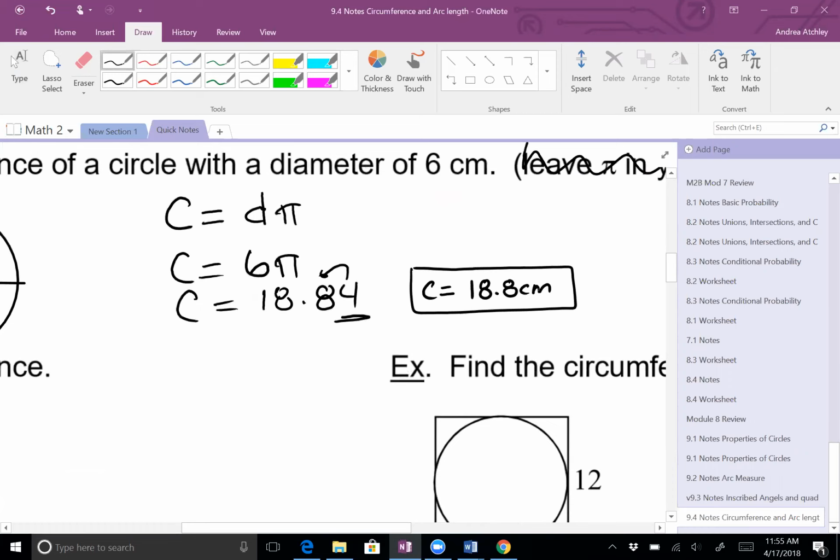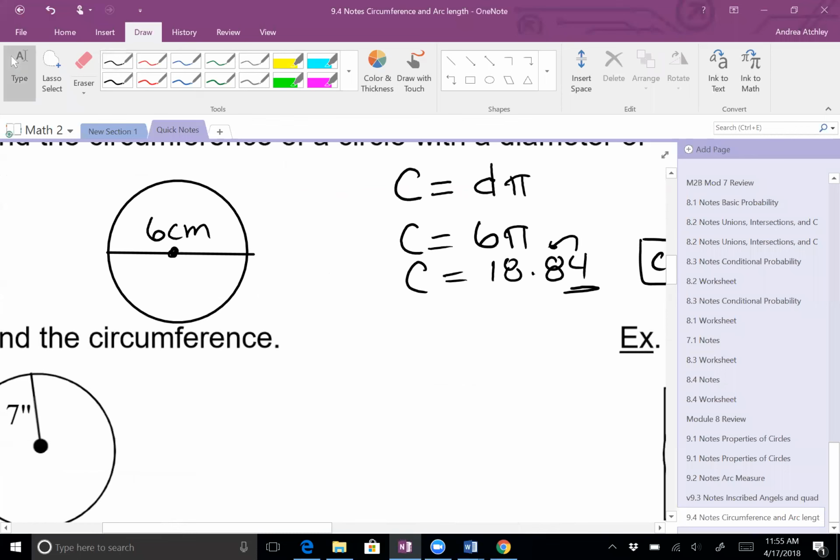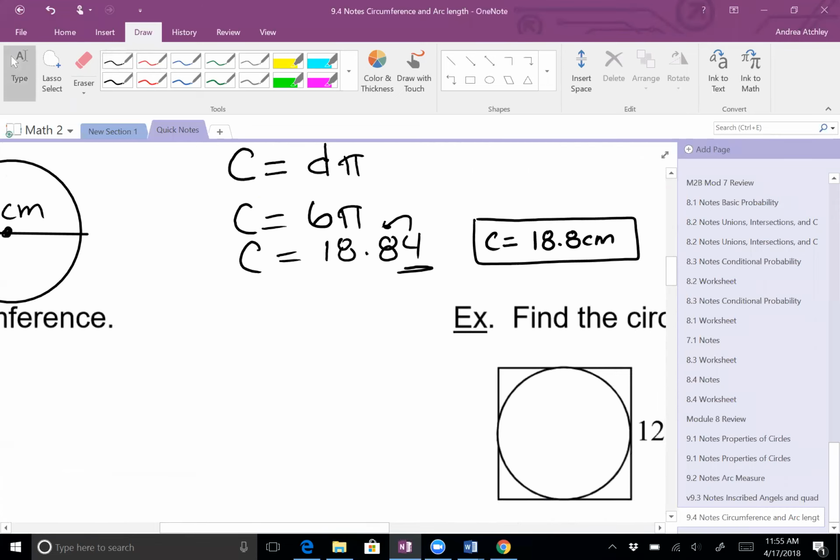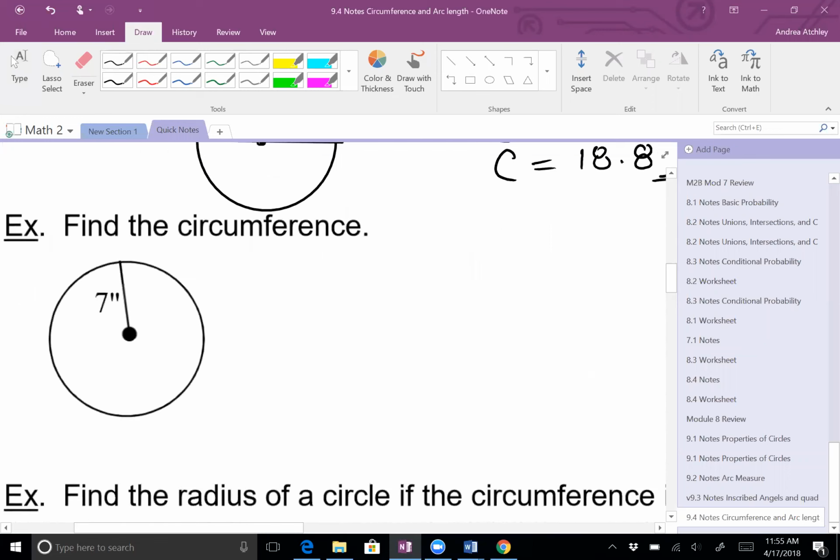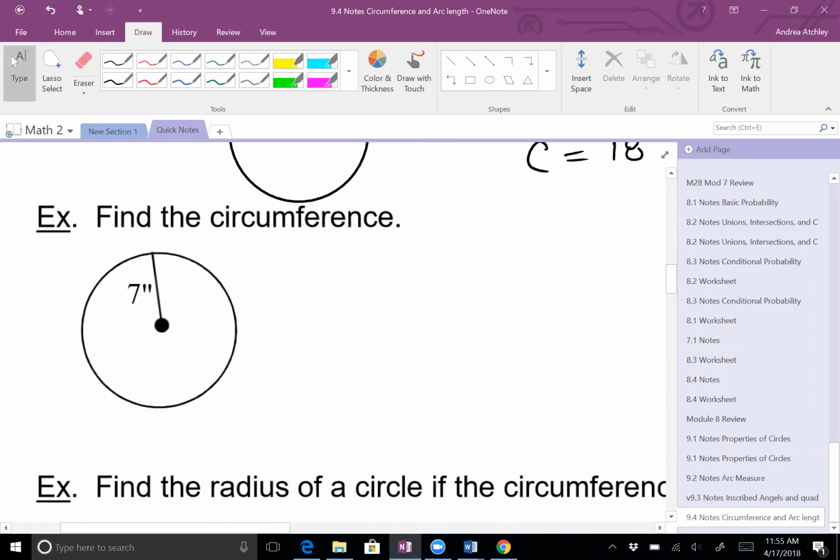So if I was trying to run a string along the outside of the circular shape, I would need 18.8 centimeters of string. Any questions over that? Okay, everyone try the circumference of the next one.